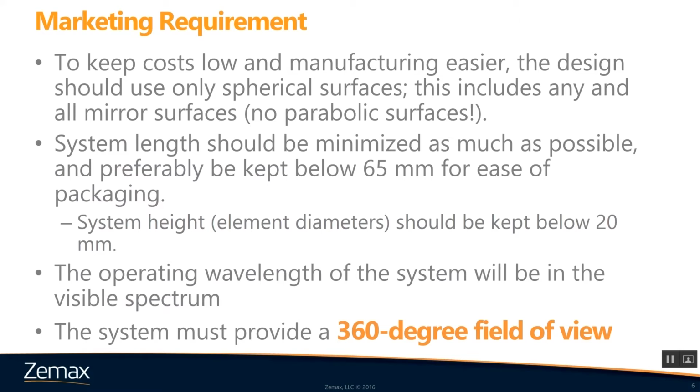So as the marketing requirement, again, this is all just hypothetical, but let's just say to keep costs low, manufacturing pretty easy, which is a pretty universal goal. We're going to only use spherical surfaces in our design, and that includes mirrors as well, so no parabolic mirrors. The system length should be kept pretty small, below 65 millimeters preferably, and the lens diameter should be kept below 20 millimeters. The operating wavelength is going to be in the visible spectrum. Of course, there are some systems that may be more inclined to use the infrared spectrum, but here we're going to use the visible spectrum. And the key requirement is that we will provide a 360-degree field of view.